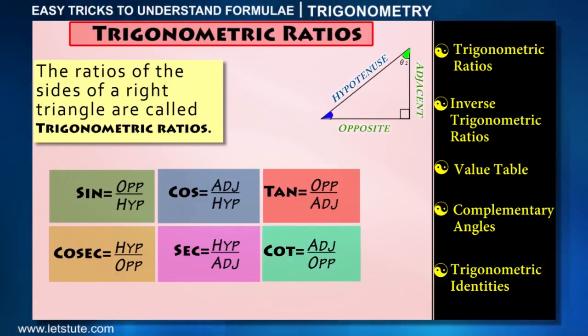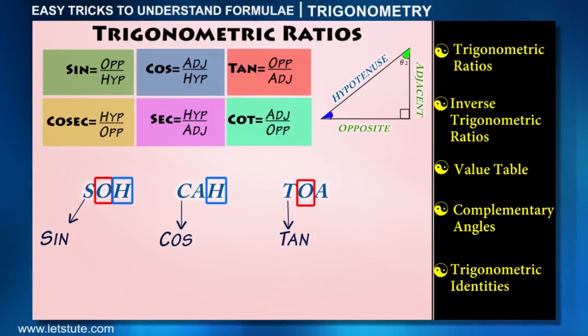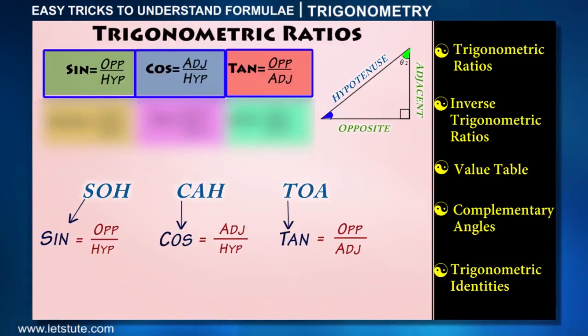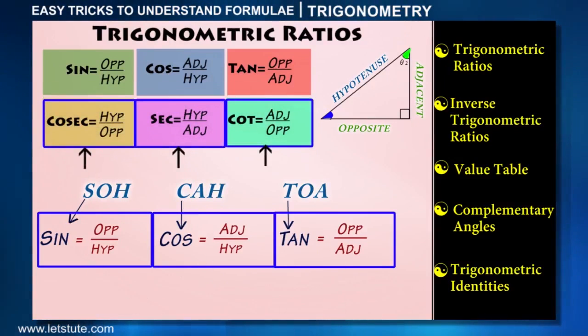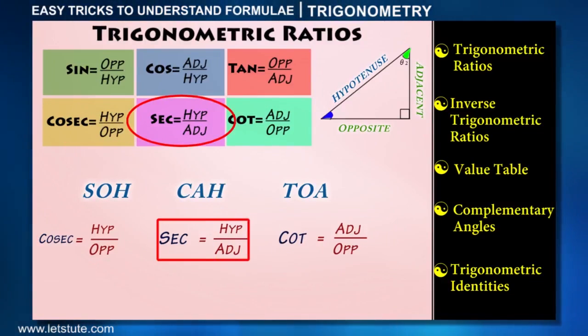sec and cot. In our very first session we have seen one mnemonic, SOHCAHTOA, which is helpful to learn these ratios. Here S, C and T stand for sine, cos and tan. O, H and A stand for opposite side, hypotenuse and adjacent side. These 3 are the basic trigonometric ratios, and to get the rest 3, we need to just reverse these ratios. And thus we get cosec, sec and cot.